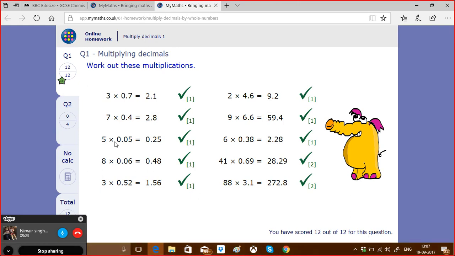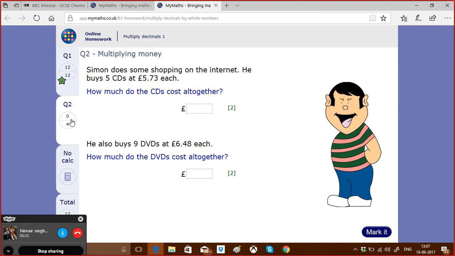Fantastic. Very good. Now, here you are seeing some word problems on your screen. So just solve that and tell me your answer. Simon does some shopping on the internet. He buys 5 CDs at 5.37 each. Sorry, 7.3 each. What will be the total cost?